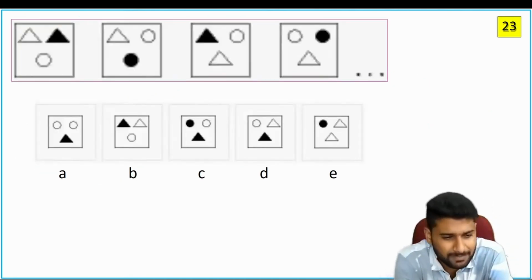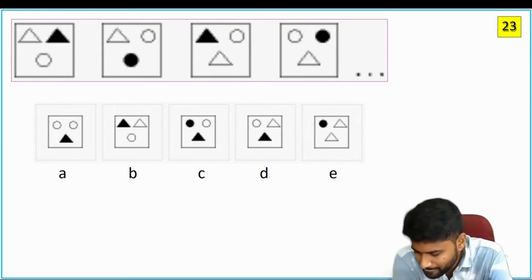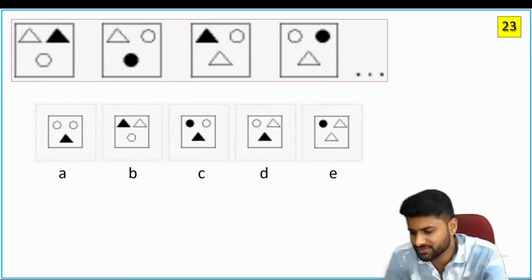Go through the next one. So what can be the next answer? Venu, Naveen, Ganesh, Anisha, Tulasi. Good. Go through the next one.